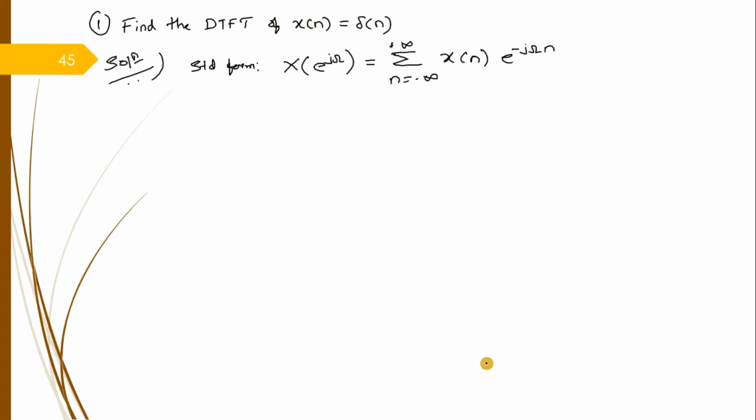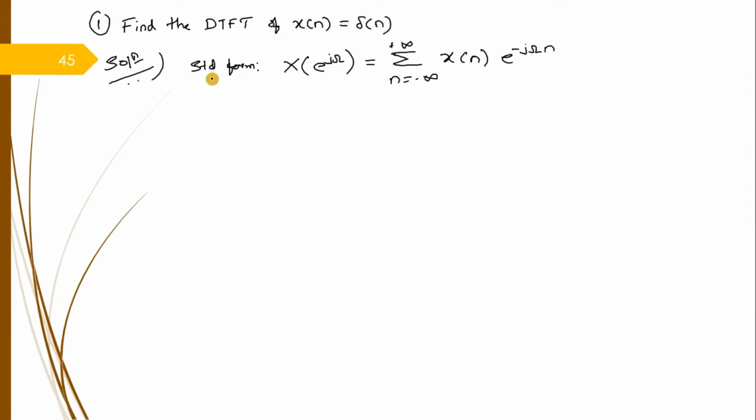So here we go on with the problems. Problems help us understand the fundamentals in a much better way. The question goes like this: find the DTFT of x of n equal to delta of n. So it's an impulse function, and you need to find the DTFT of it.